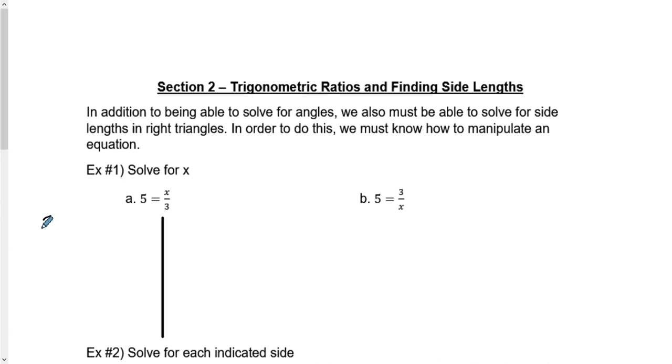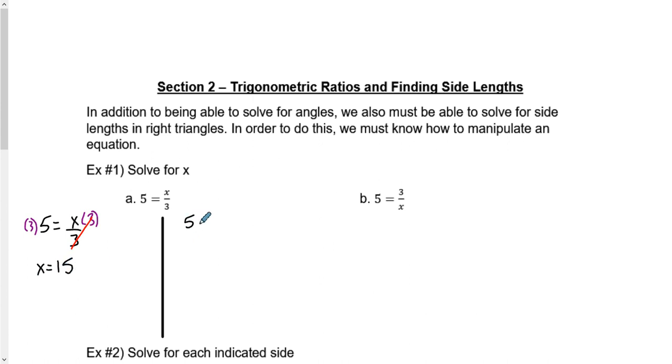The first one is probably the most basic. Because it's x divided by 3, the opposite of divided by 3 will be multiplied by 3, which means the multiplication and division will cancel off, and we'd have x equal to 15.